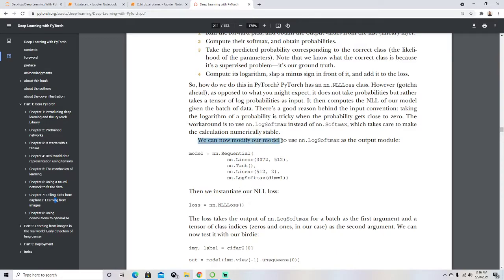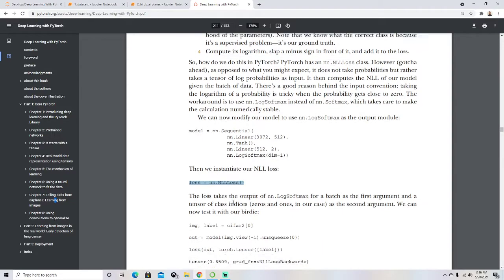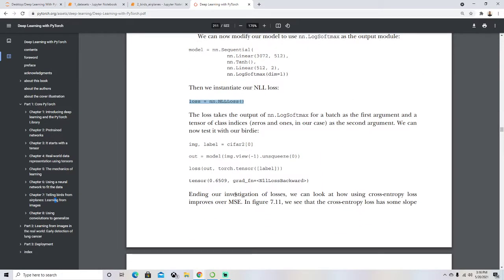So now we can modify our model to use nn.LogSoftmax and then initiate the NLL loss. So at the end we do a log softmax and then we do the NLL loss. But there's another way to do it too. I think it'll show us that in a minute, where instead of doing this and this, you could do it in one step.